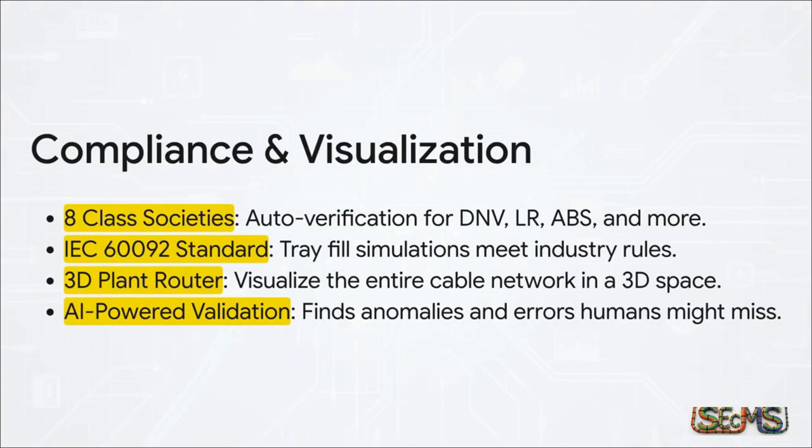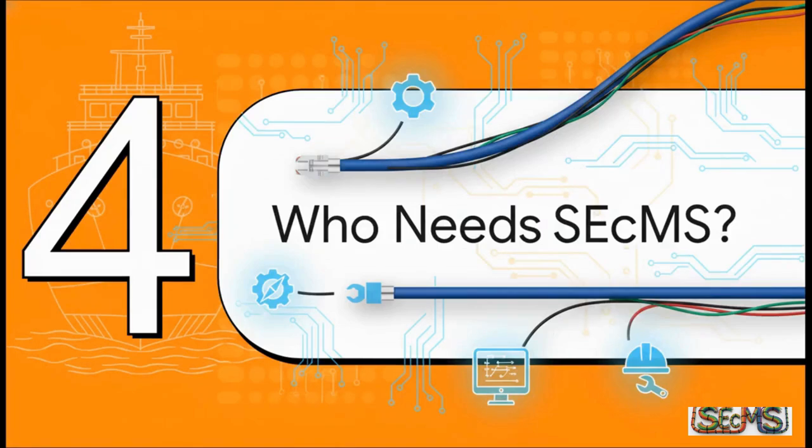And throughout this whole process, the system is constantly double-checking your work. It has built-in auto-verification for 8 major class societies. We're talking DNV, Lloyd's Register, ABS, you name it. It runs tray fill simulations against the IEC 6092 standard. You can see it all in the integrated 3D plant router. And behind the scenes, you've got AI-powered validation that's always looking for weird anomalies and errors that a human might miss. So, with all of this power, all this automation, who is this platform actually built for?